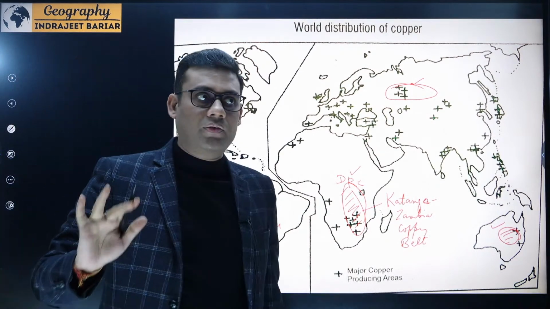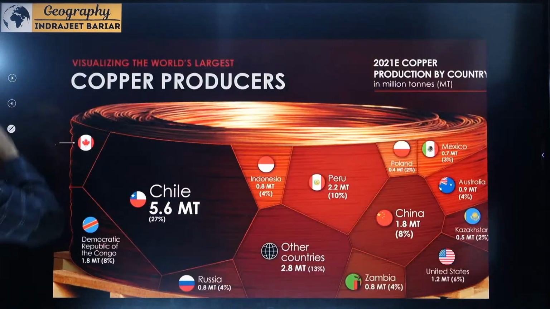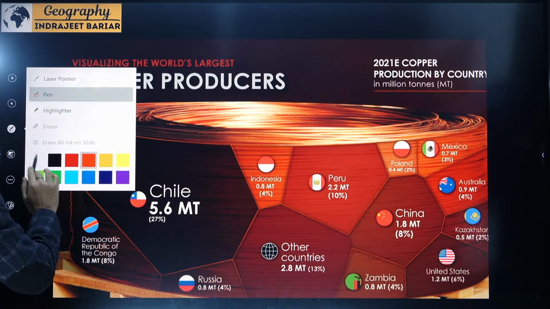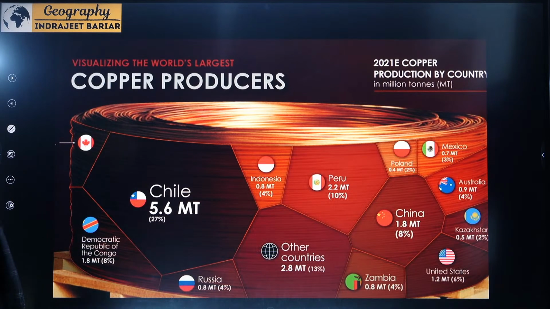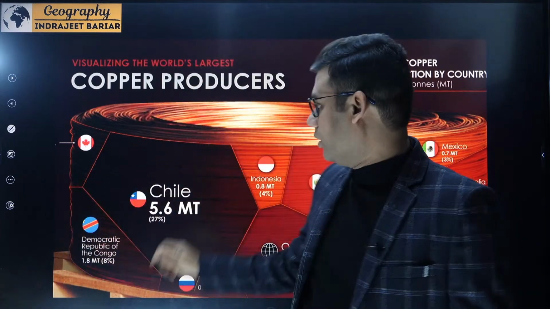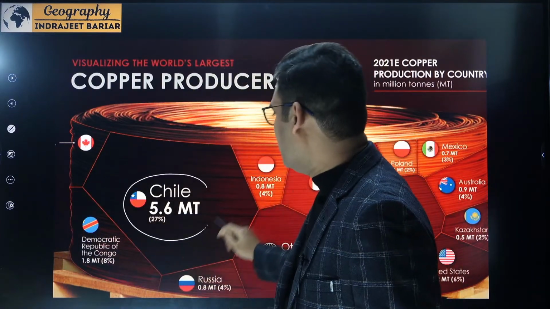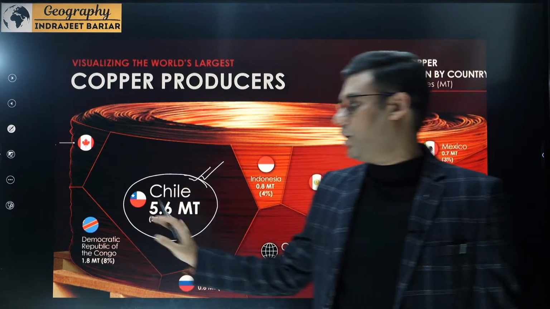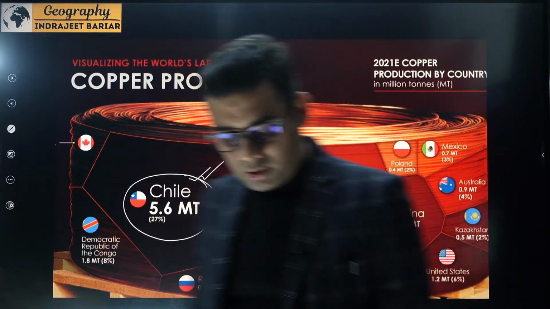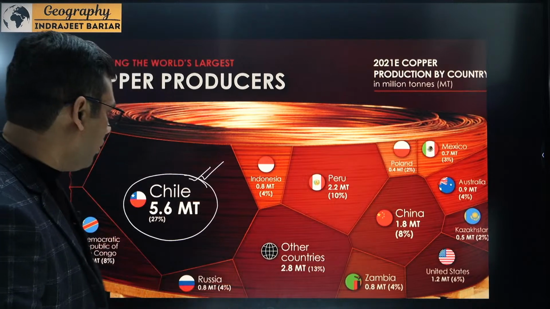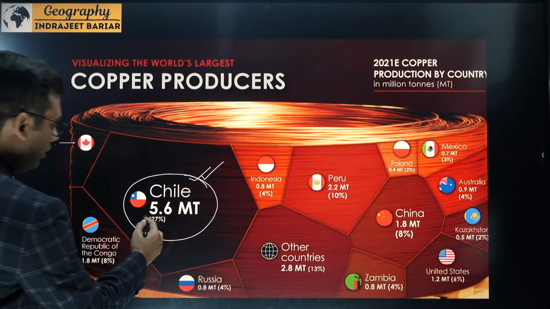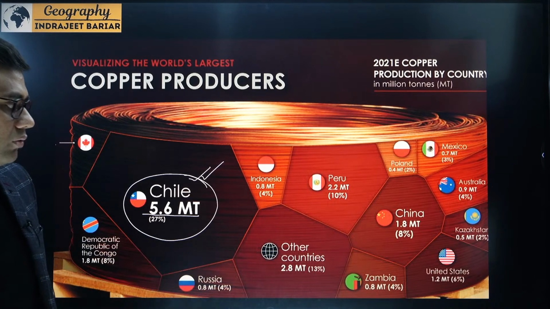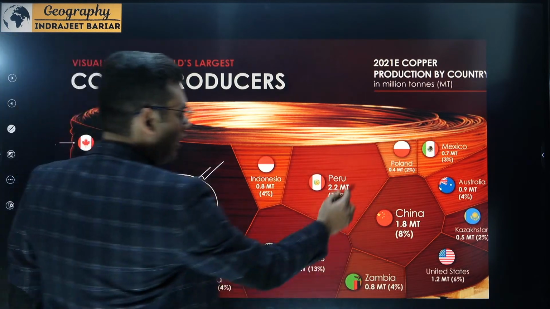This is the reserves part. Now going beyond that, when I talk about production, very clearly we can see which are the largest producers. In the case of production, Chile again tops. Chile has the largest reserves of copper, as well as being the largest producer of copper. Chile produces 5.6 MT, which is 27% of the total production.